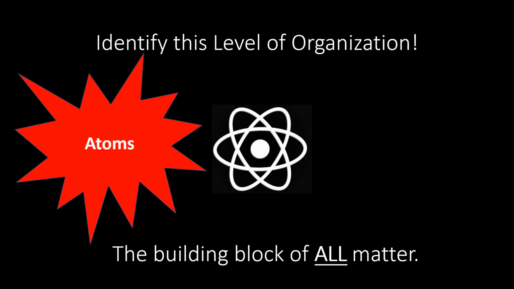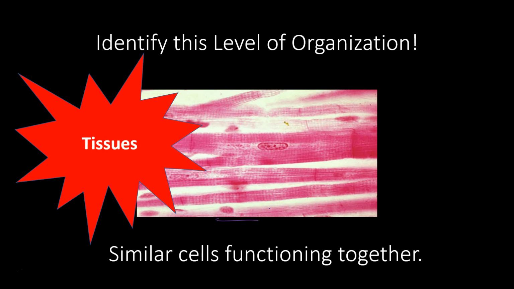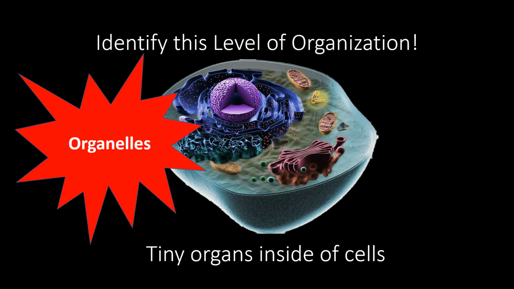Okay? Next, we go to what are similar cells functioning together? Okay? So if I take a bunch of similar cells working together, what level would that consist of? Or what level would this be under? That would be tissues. Next, identify this level of organization. Tiny organs inside of cells. The tiny structures inside of a cell. That would be organelles.